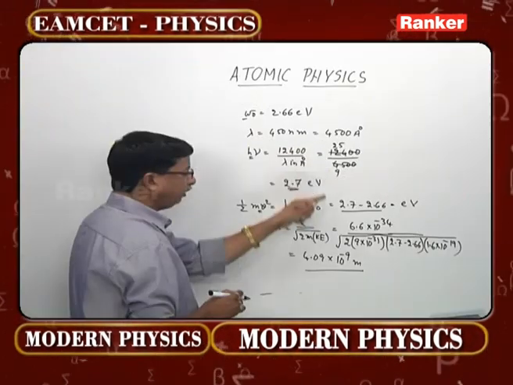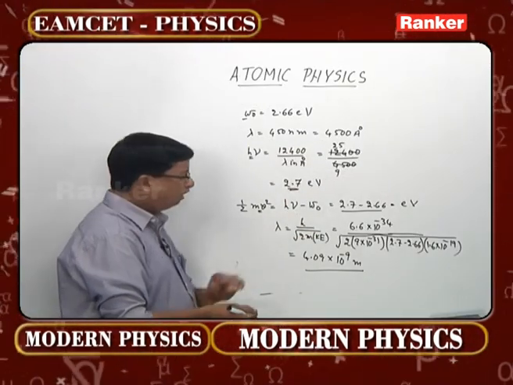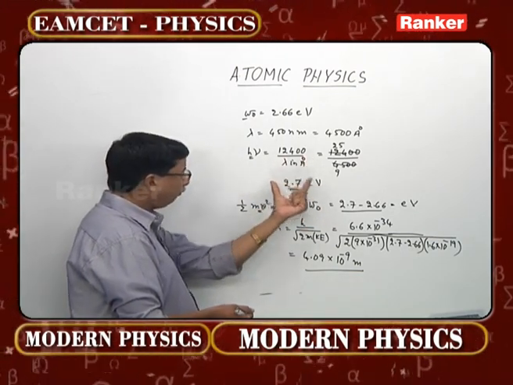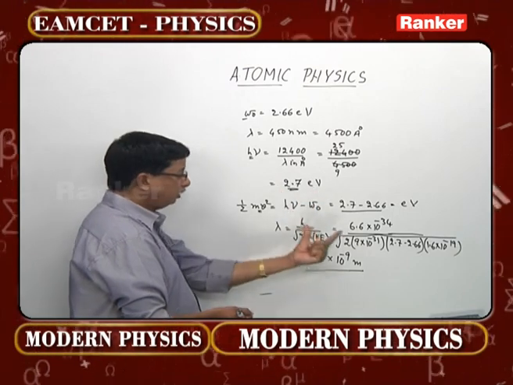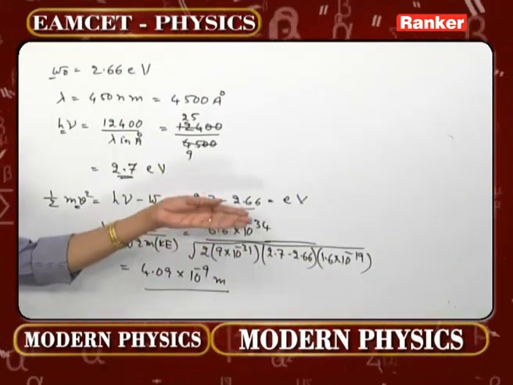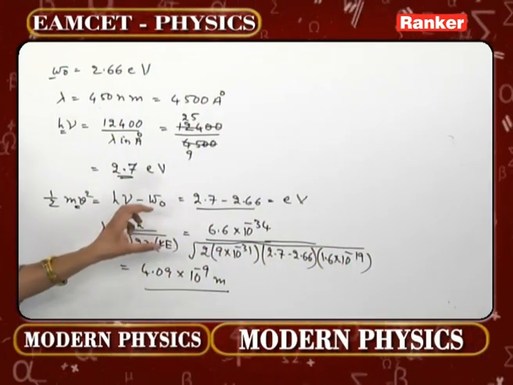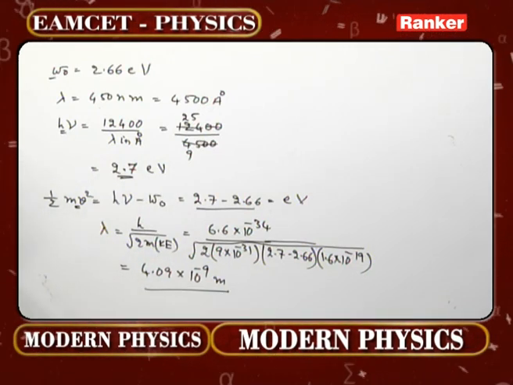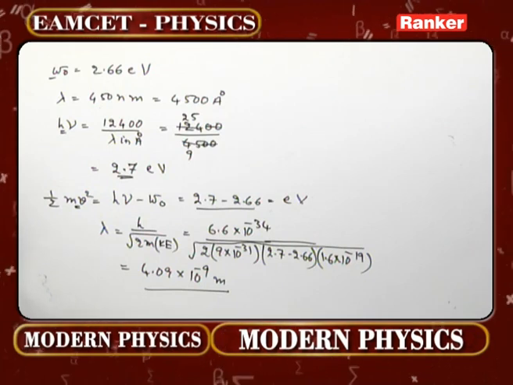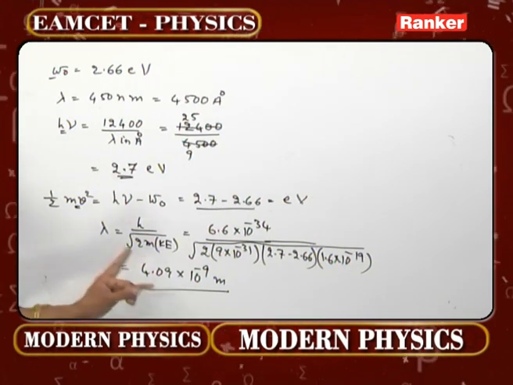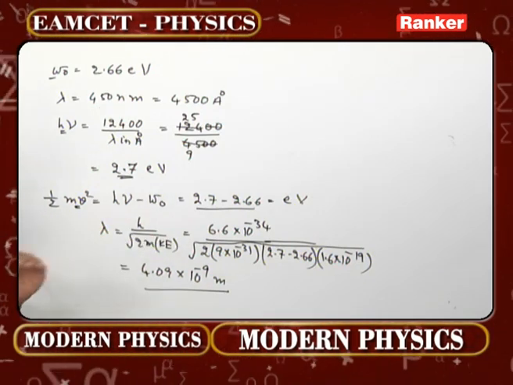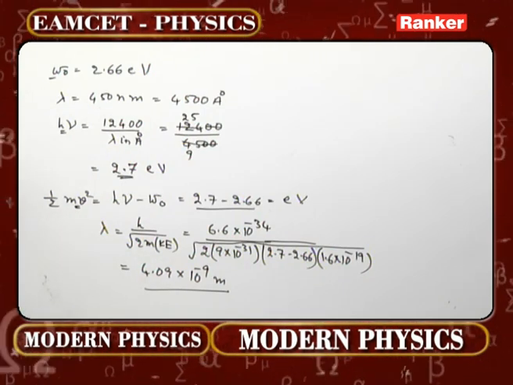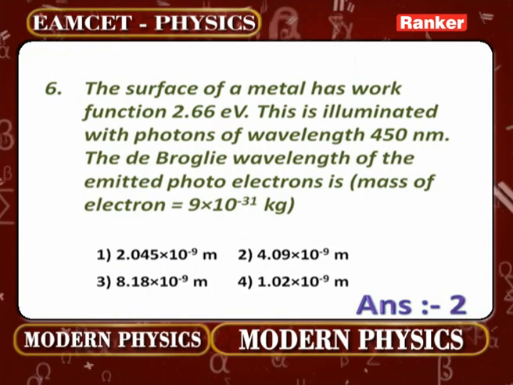But see the way he has asked the question, it is a very lengthy calculation. This calculation takes its own time, but rough calculation will certainly help you, because if you look at the options, no two options are similar or nearby. Therefore, take the option which is directly nearby to our answer. So the second option is the correct option for question number 6.